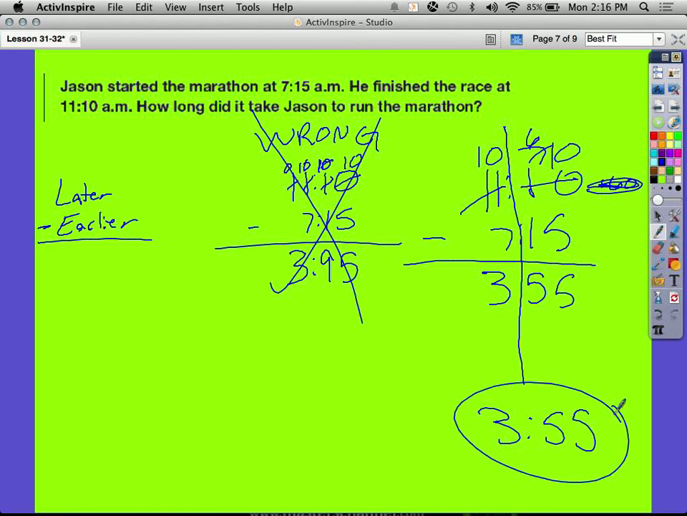So make sure to keep the hours and the minutes separate. Okay? When you're borrowing, borrow a whole hour, bring it over, and then start doing your subtraction. So figure out your minutes and see if you have to subtract. If the top number has fewer minutes than the bottom number, borrow that 60 minutes, bring it over, and then start subtracting.